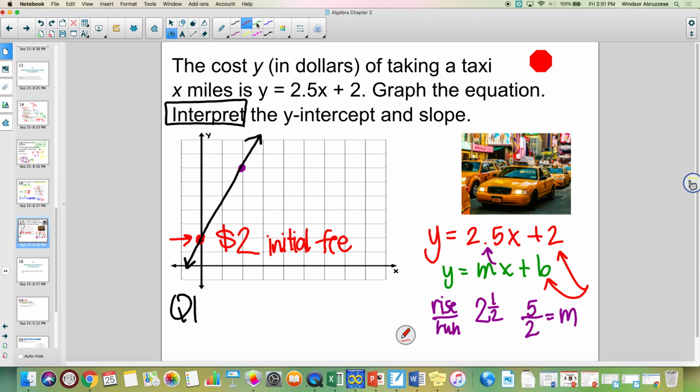Then the rate, remember, a fancier way to say slope is rate of change. The rate at which you're traveling is 2.5 or 2 5/10, or $2.50 per mile, x miles. So the rate that I'm going is I pay $2 to get in, and every mile is $2.50. That is the slope. $2.50 over 1 mile.